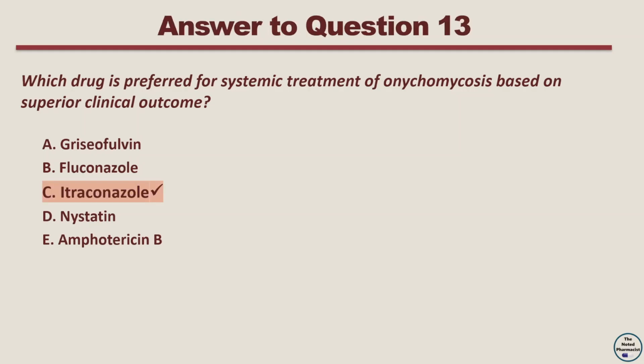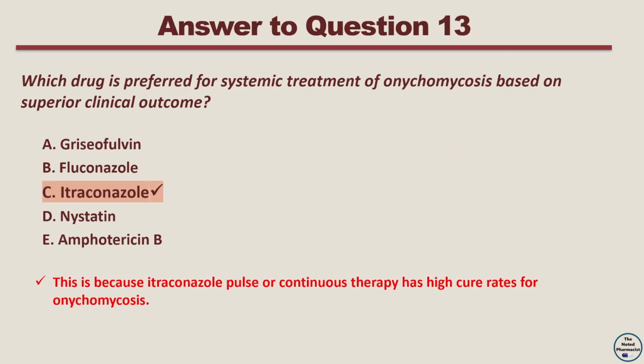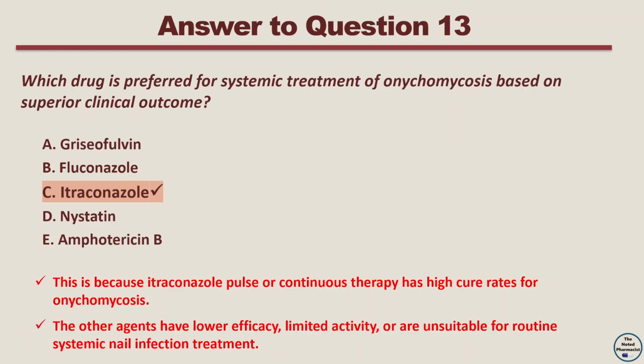The correct answer is option C, itraconazole. This is because itraconazole pulse or continuous therapy has high cure rates for onychomycosis. The other agents have lower efficacy, limited activity, or are unsuitable for routine systemic nail infection treatment.